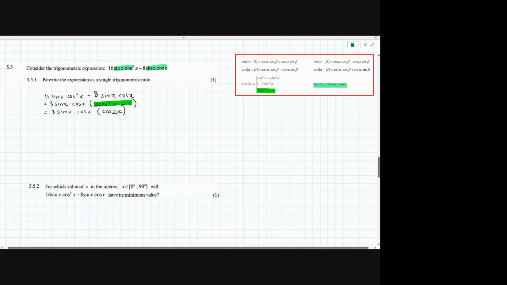We're not really getting anywhere closer. All I've managed to do is get rid of a sine. I still need to get it to a single trig ratio. All right, so let's see what we can do. Again, we should be taking note of the fact that this is reminding me of my sine double angle. Now, this is where sometimes we get a bit stuck. We know that in order for our sine double angle to apply, we need 2 sine x cos x. That will give me a sine double angle.